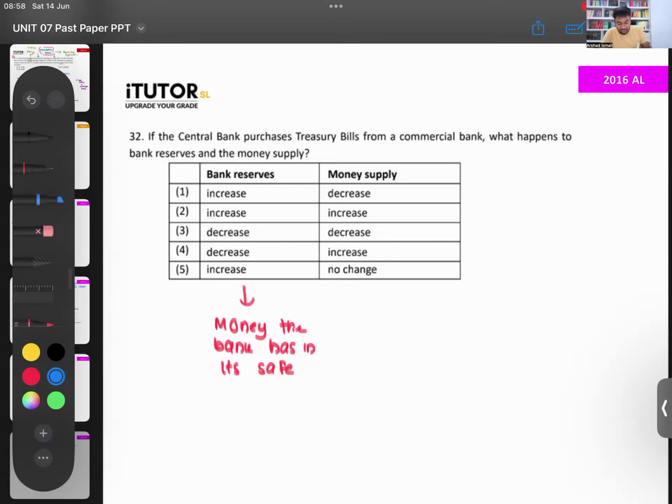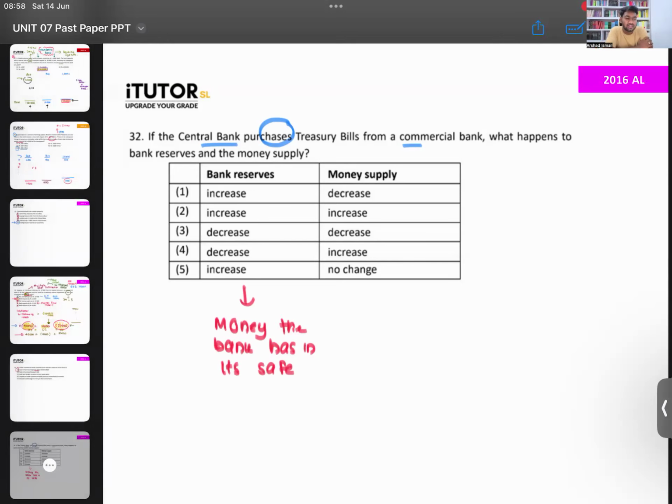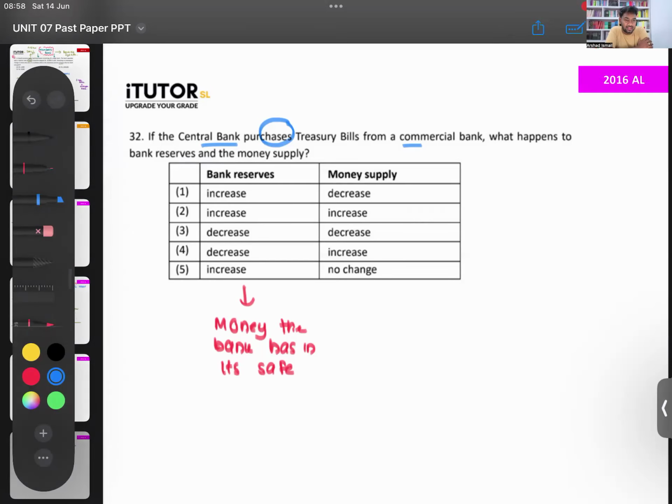This is connecting to monetary policy. If a central bank purchases treasury bills from a commercial bank, that means, tell me, are commercial banks getting money or should commercial banks pay money? Central bank is coming and purchasing the treasury bill that commercial banks have. That means central bank will give them money and purchase the treasury bill. Commercial banks are getting money.